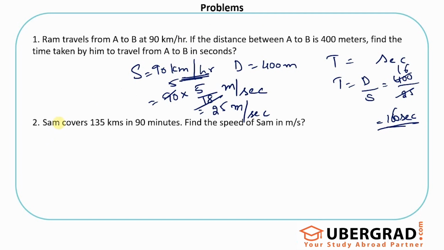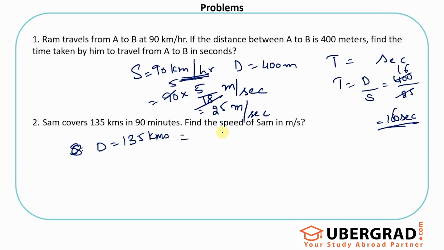Right, let's get to this. Sam covers 135 kilometers in 90 minutes. Find the speed of Sam in meters per second. So this is being asked in meters per second. There are two ways to do it. First, find this in kilometers per hour and convert into meters per second, or convert all of this into meters per second. So distance is 135 kilometers. What is that in meters?